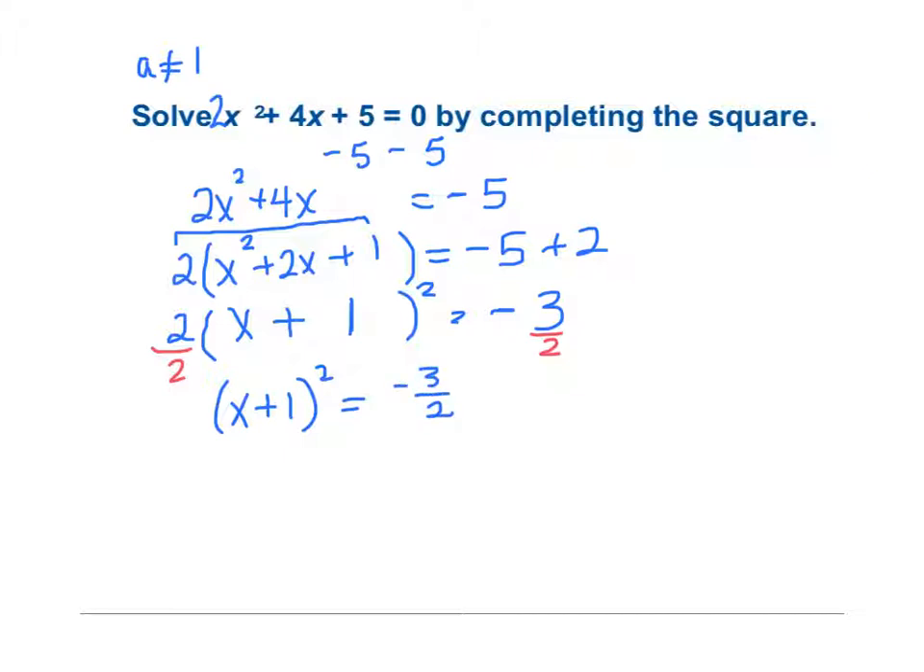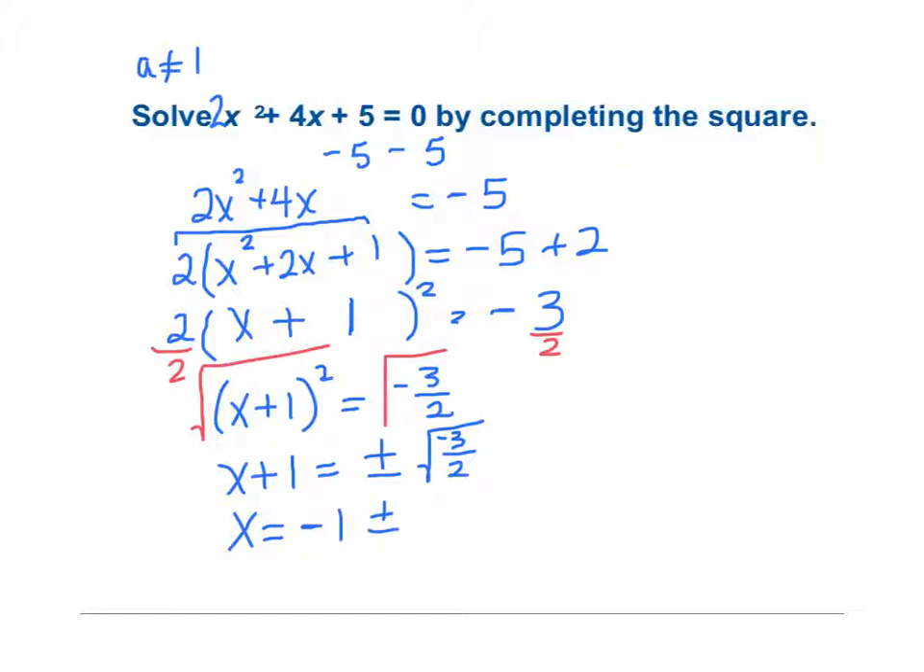All right, so we're now to the part where we've got something to the power of 2 equal to a value, and so I'm going to take the square root of both sides to get my two answers. So I'm left with x plus 1 is equal to, don't forget, plus or minus the square root of negative 3 over 2. And then I subtract the 1. So x is equal to negative 1 plus or minus the square root of negative 3 over 2.